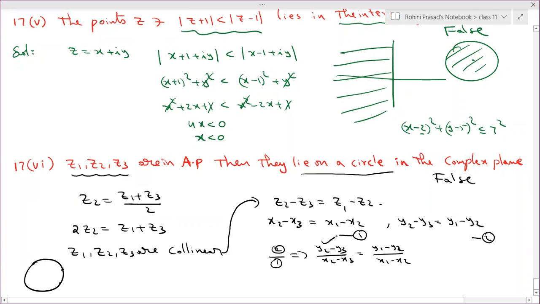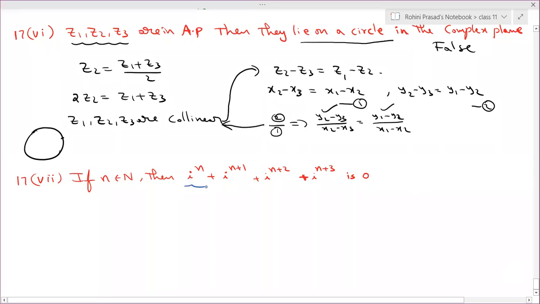So this is nothing but the slope of the line joining the 2 points z2 and z3, and this is the slope of the line joining the 2 points z1 and z2. So the slopes of z1 z2 and z2 z3 are the same, meaning they are collinear. You can directly accept from this that they are collinear, or you can go through the explanation and agree that z1, z2, z3 are collinear, so they won't lie on a circle, but they are given that they lie on a circle, so it is a false statement.